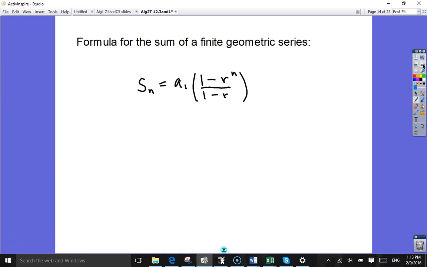And here's our formula. What are the things we've got to plug into this formula to know the sum? A1 is the first term, R is the common ratio, N is the number of terms. So we don't need the last term. Like arithmetic, you need the last term; here, we don't need the last term. But the math with this sometimes gets kind of complicated when you start actually plugging things in.